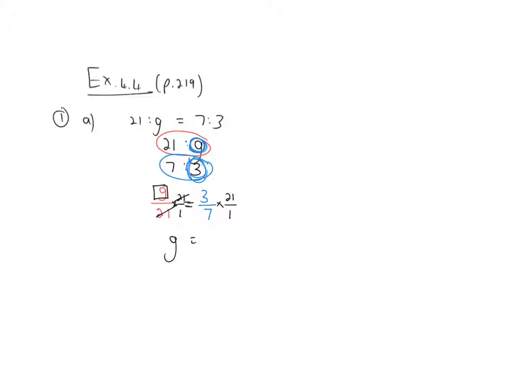On the other side, I have 3 times 21, which is 63. 7 times 1 is 7. And that will simplify to 9. G is equal to 9.